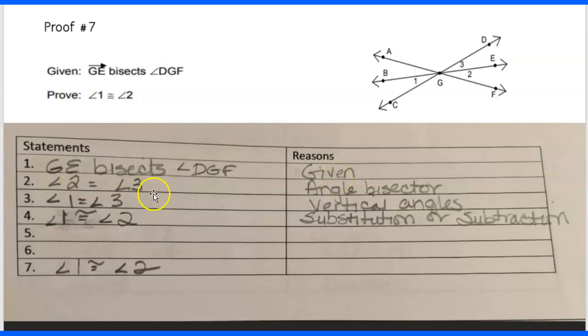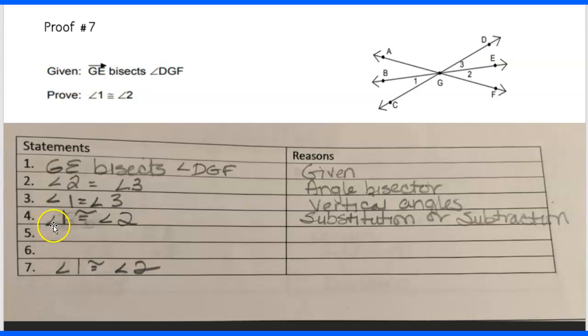Angle 2 equals angle 3. Angle bisector definition, or whatever the theorem number is. I prefer that you actually write out what you know there. Angle 1 equals angle 3. Vertical angles. I think that's the first time this has popped in here. But the vertical angles will allow us to make that assumption that 1 and 3 are equal.